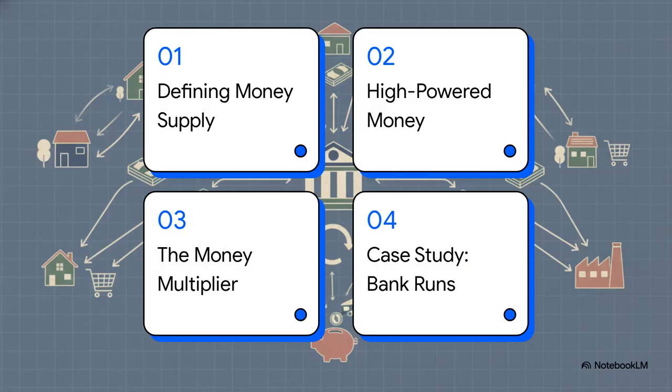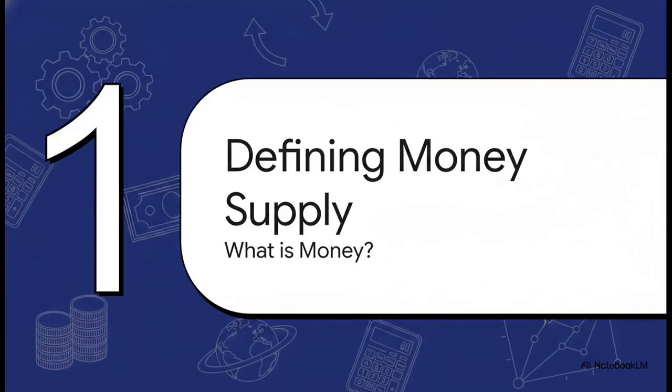Here is our roadmap for today. We'll kick things off by defining the money supply, then we'll look at high-powered money, dive into the mechanics of the money multiplier effect, and finally, wrap up with a real-world case study on bank runs. All right, part one, defining the money supply.